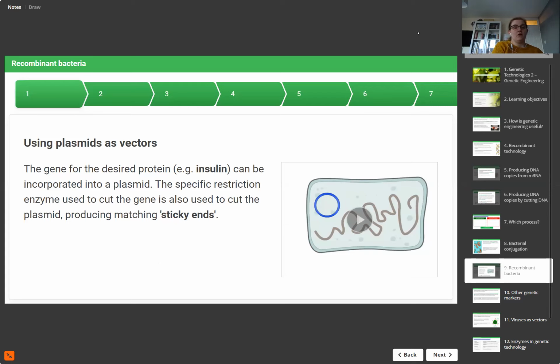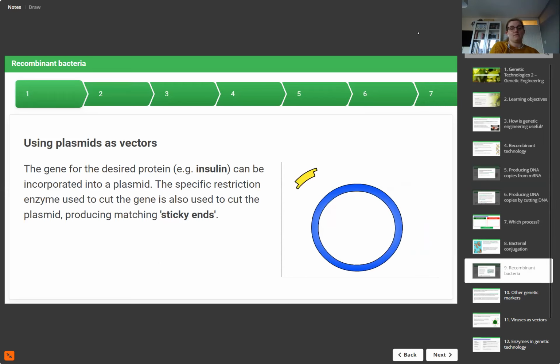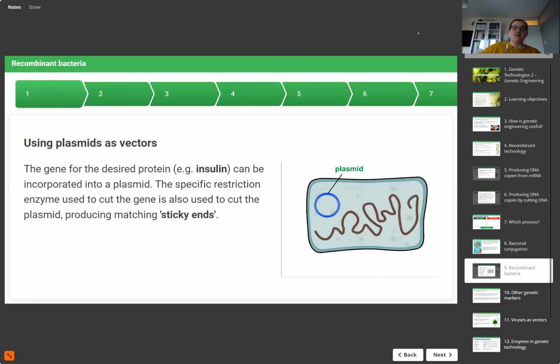The specific restriction enzyme used to cut the gene, we actually also use it to cut the plasmid. So we've made our DNA fragment, and we're going to use that same restriction enzyme to cut the vector in the same place. Then we've got matching sticky ends, so our desired gene can fit straight in.